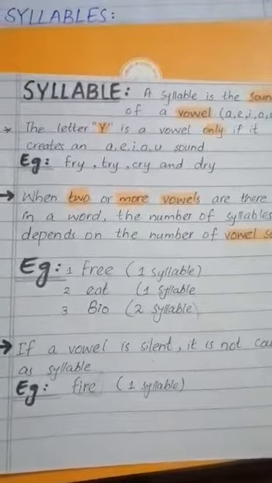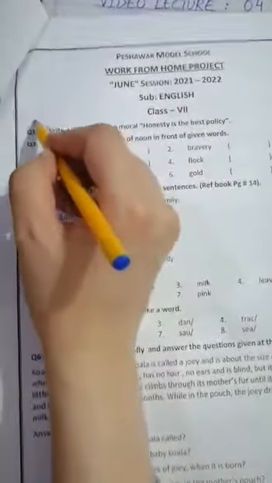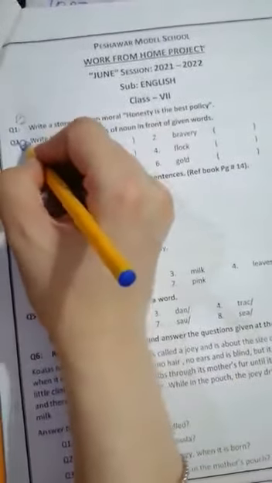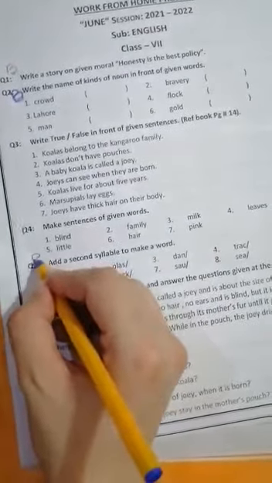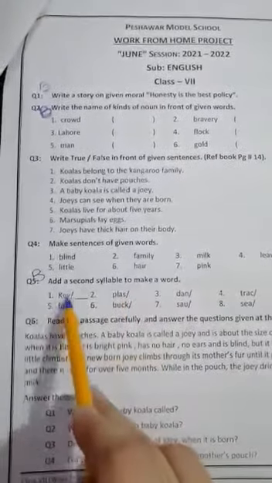Now come towards your neat notebook work. Okay, first of all, in our work from home project, we have done question number 1 on English B side. We have done question number 2 on English B side, and we are doing question number 5 today, and it is also on English B side, okay? And the question is, add a second syllable to make a word. One syllable is already there.